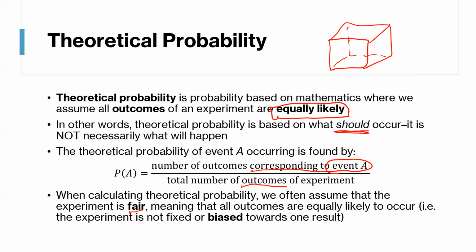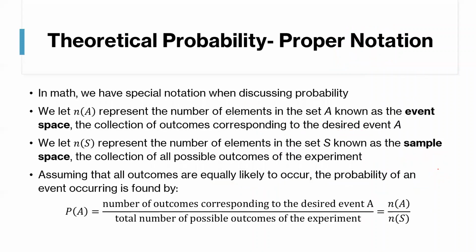Just keep this in mind that it does change. It's not always going to be fair. So for example, you could have a die that, maybe someone decides to put a little bit more weight on one side, right? So it's a fixed die in that case. That's an example of something that's fixed or biased towards one result. And if that's the case, then one of the sides has a higher chance of occurring than another one. So just keep in mind that we often assume in questions that the experiments are fair. So, proper notation.